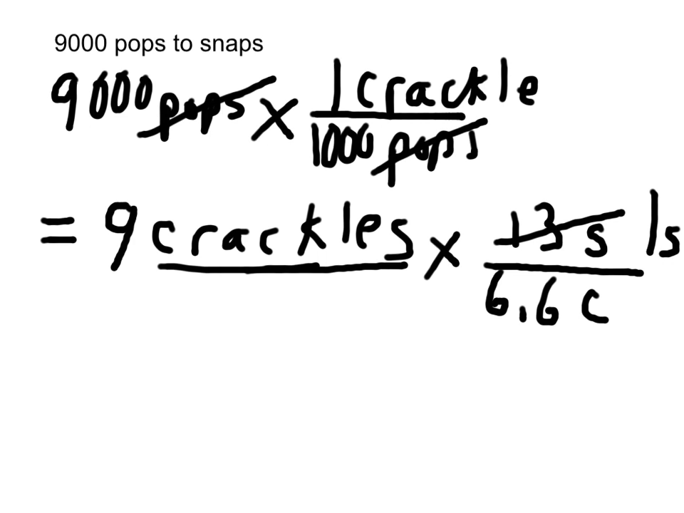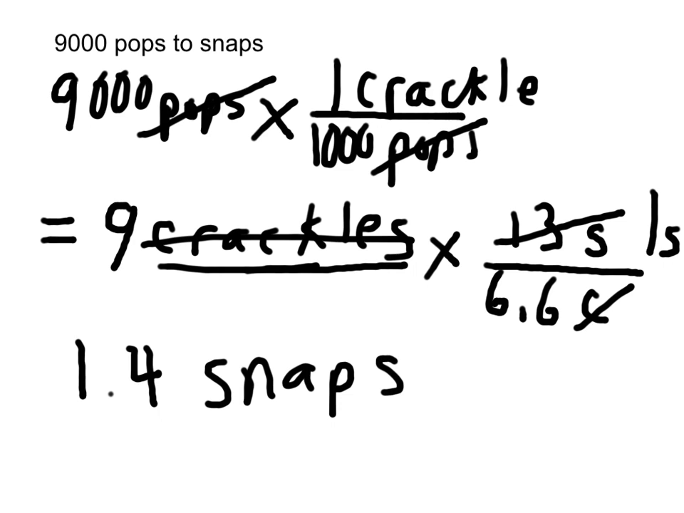Alright, now since I'm canceling crackles and crackles, 9 is divided by 6, and you should get about 1.4 snaps. So 9,000 pops is 1.4 snaps. Great.